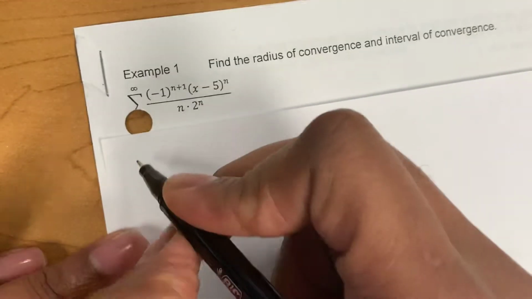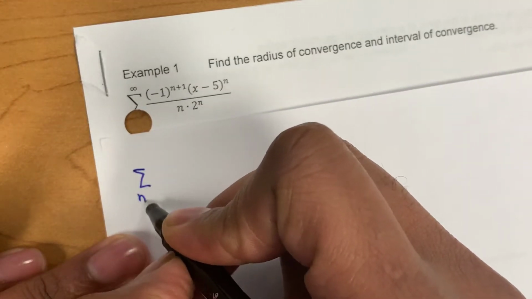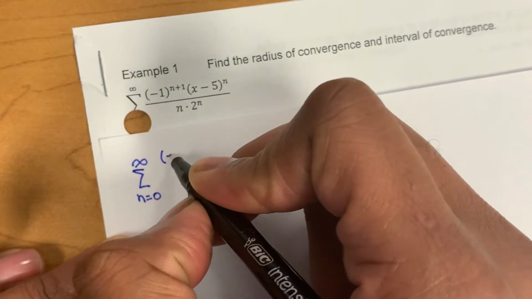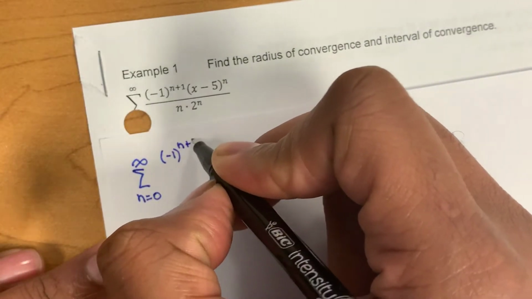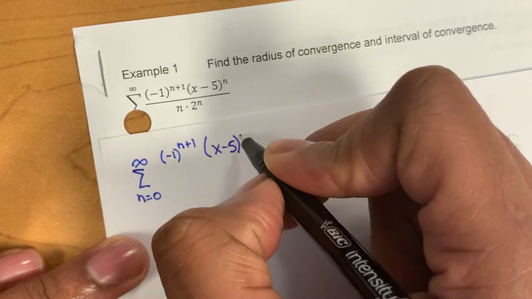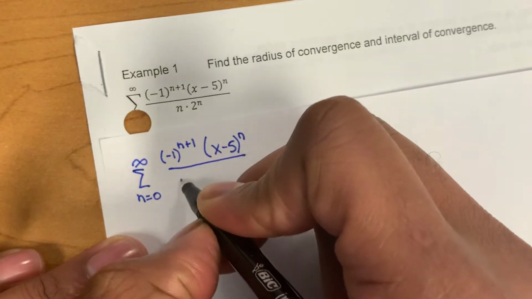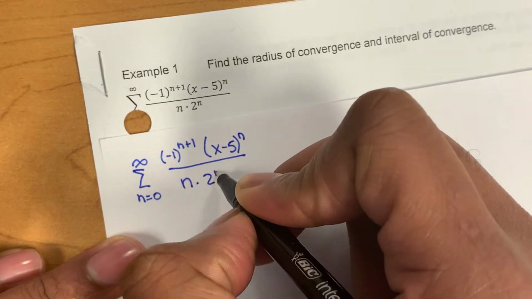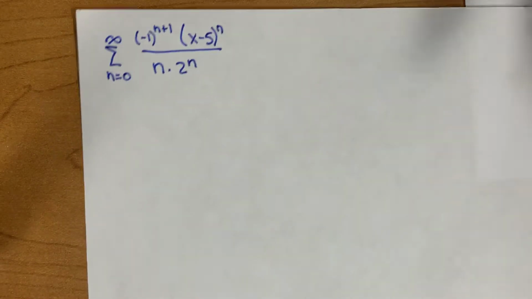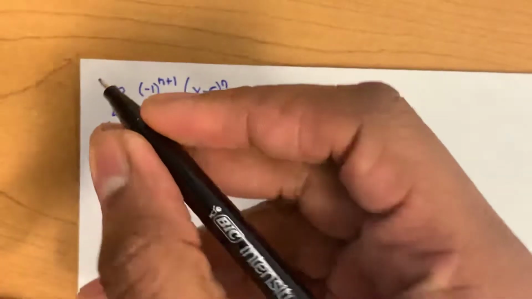So we have the sum from n equals 0 to infinity of (-1) to the n plus 1 power times (x minus 5) to the nth power over n times 2 to the nth power. So what we want to do is find the radius of convergence and the interval of convergence. And to do so, we're going to use the ratio test.